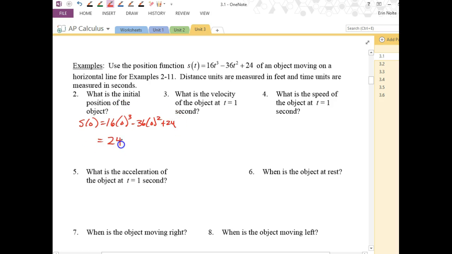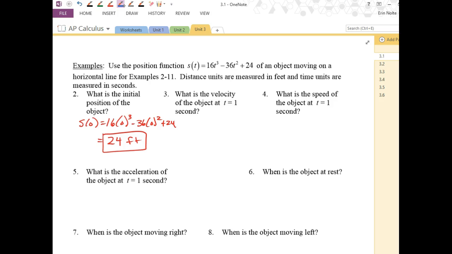Did everybody get 24? Okay, and since we're talking about movements of an object, we need to label our units. This one says we've got feet and seconds. So what is my label for position? Feet, very good. So it's just an initial start of 24 feet to the right over there somewhere.